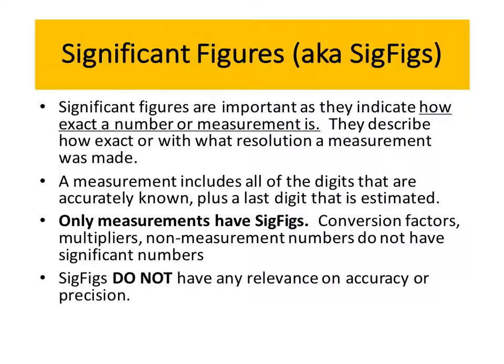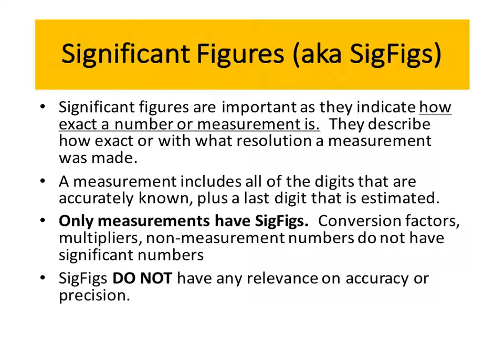Okay, significant figures, we also call them SigFigs. Significant figures are important as they indicate how exact a number or measurement is. They describe the exactness, or with what resolution the measurement was made. And this is important when you're looking for very fine details or very small differences in measurements. The more exact you can make the measurement, the more you can say whether or not there's a difference in the measurement from another measurement.